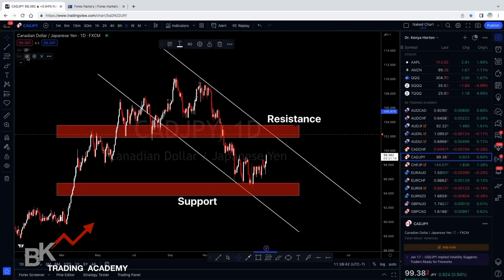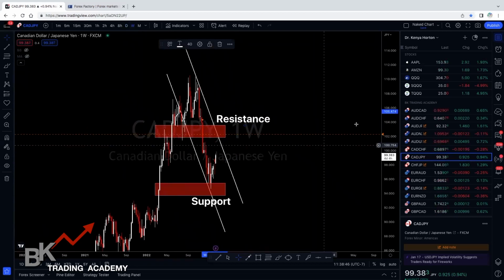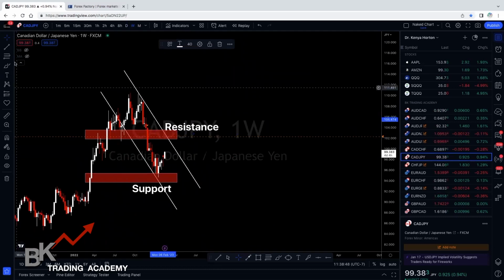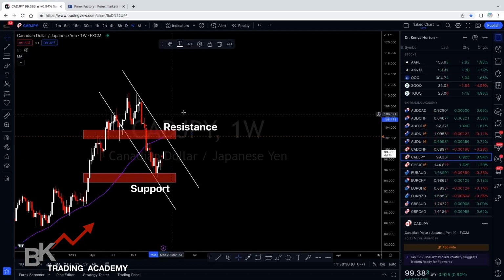Another confirmation that I'm most likely going to use here, if I go back to the weekly time frame, is my 50-period moving average.